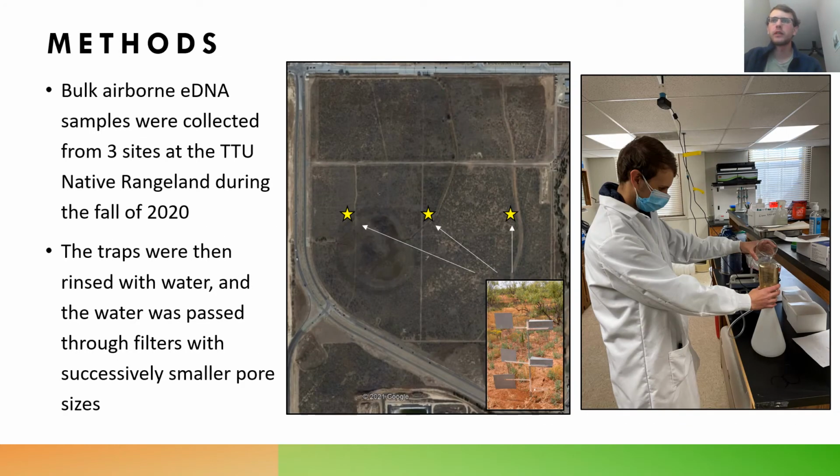Our samples were collected using Big Spring No. 8 dust traps at the TTU native rangeland from the 3 sites shown. This rangeland is an interesting site for plant research because somewhere around 80 to 100 different plant species have been documented just in this area. After wind-blown dust had accumulated in the traps, we rinsed the dust out with water and passed the rinse water through filters with pore sizes ranging from 10 microns down to 0.2 microns.